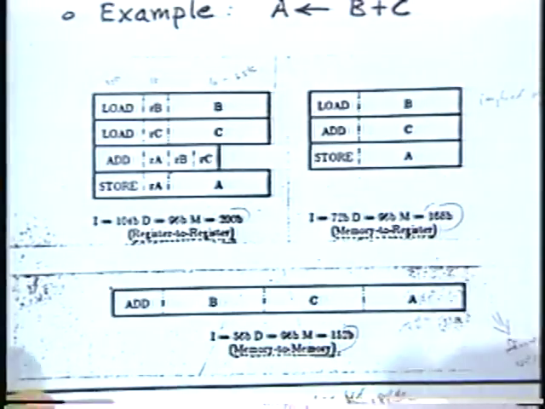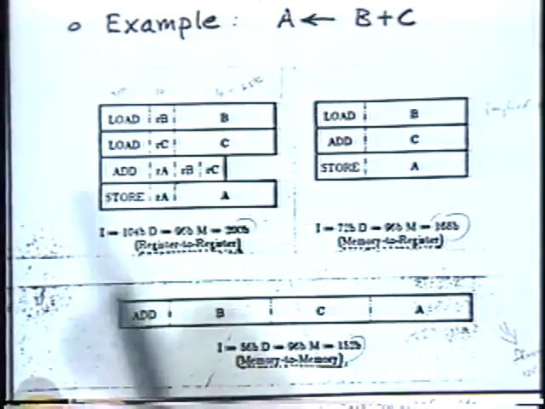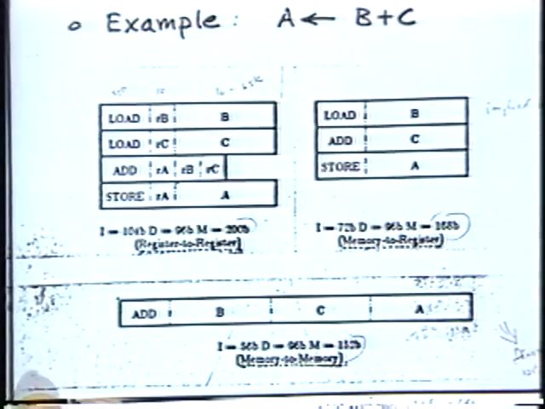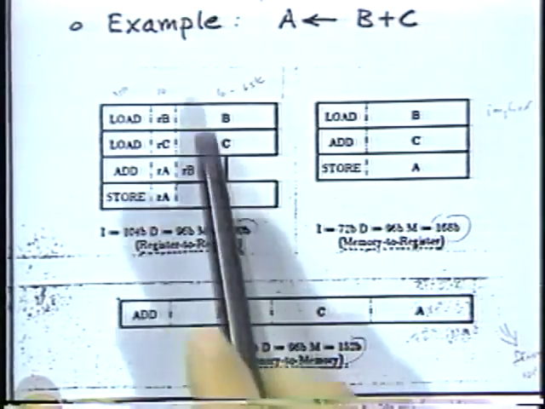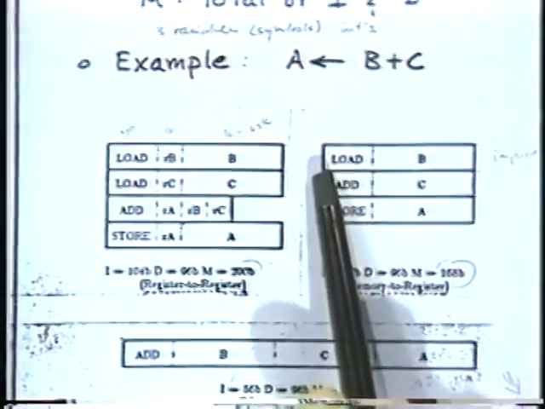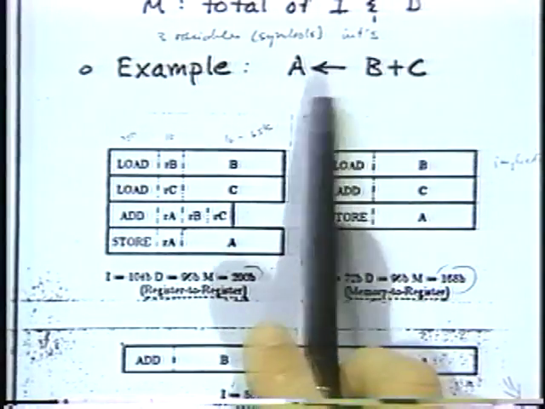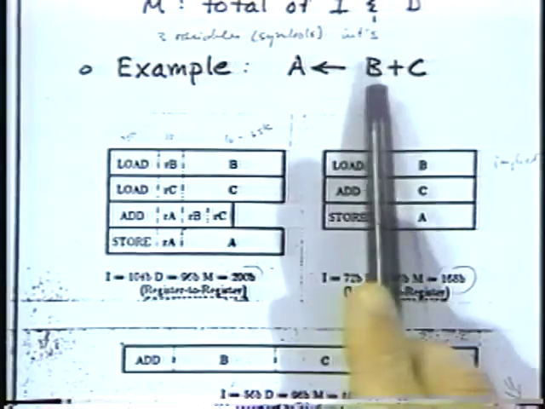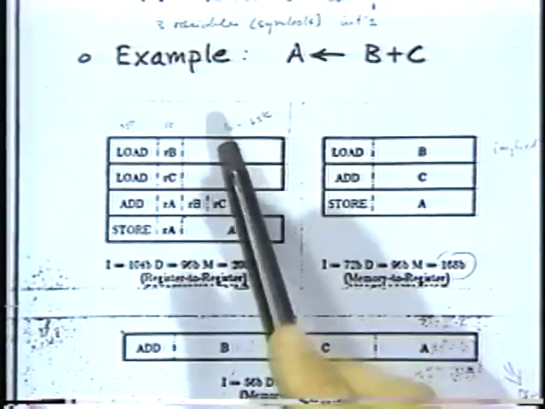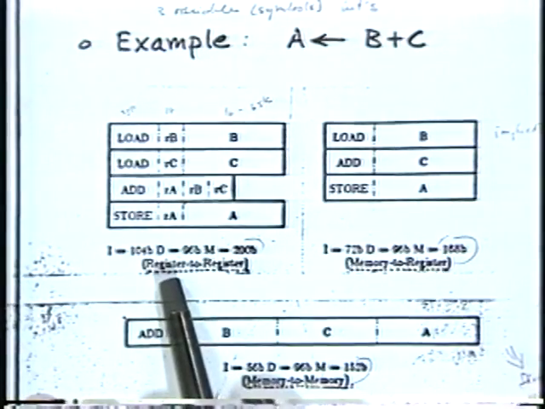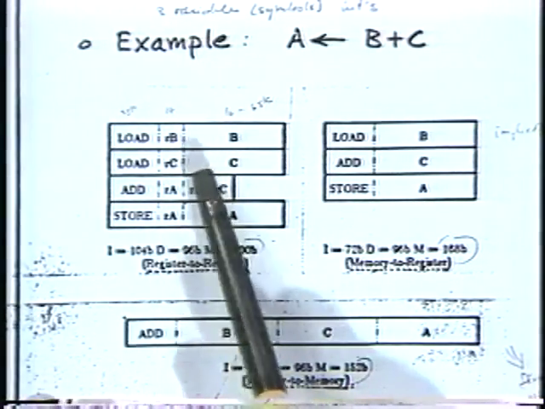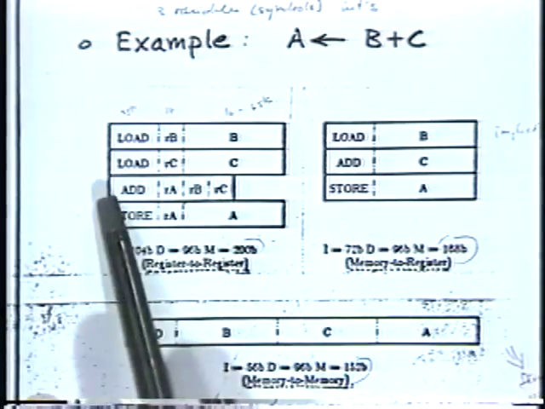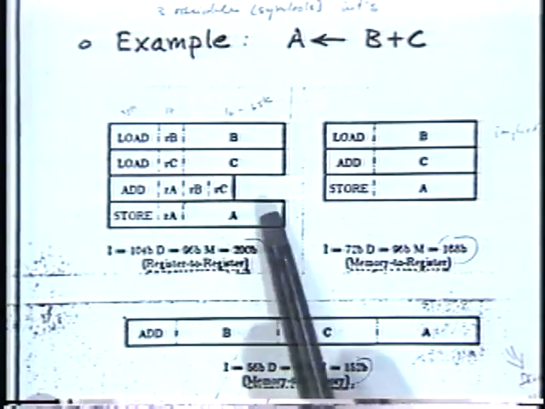Remember I said there were 3 memory models: register-to-register, memory-to-register, and memory-to-memory. The model on the left is a 4-instruction sequence to do B plus C goes to A. In a register-register architecture, you have to get things into the registers, so you have to do loads. Here are 2 loads to load these 2 registers, here's an add that deals with all 3 registers, and here's the store.